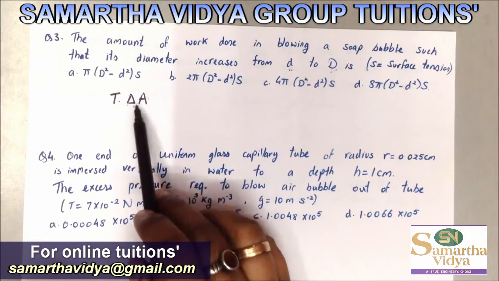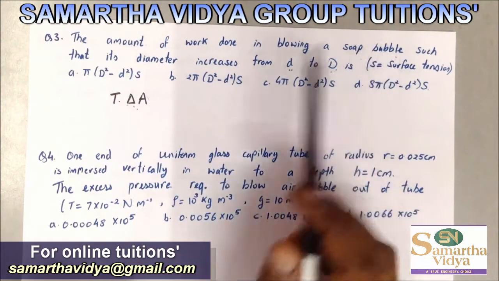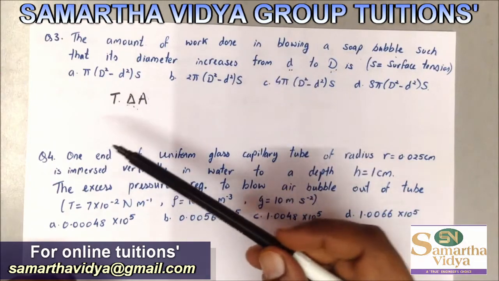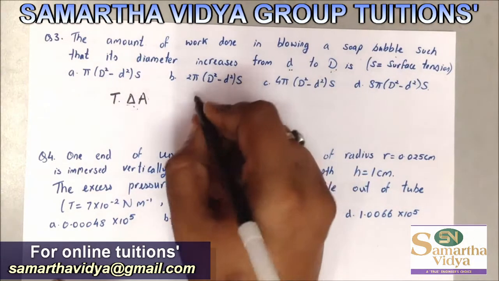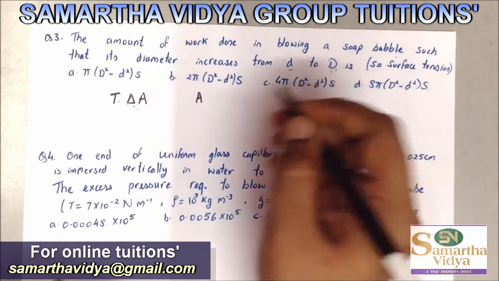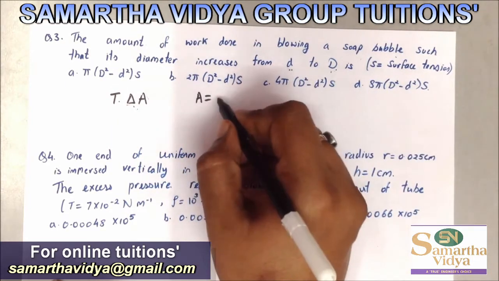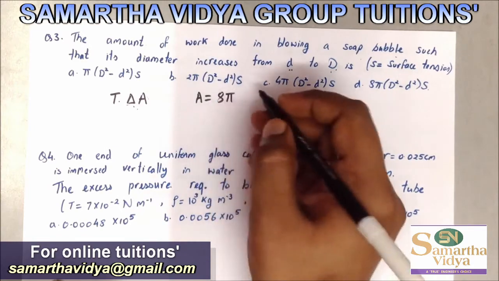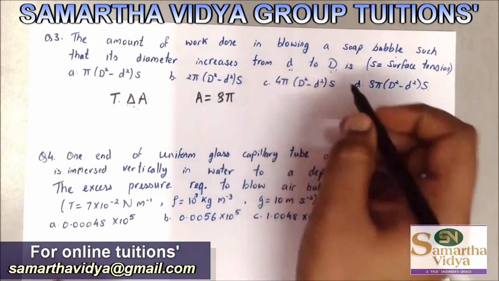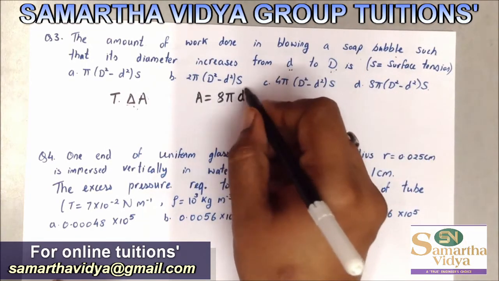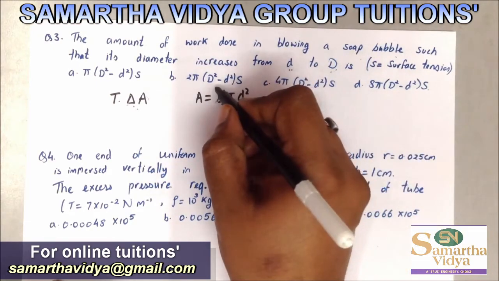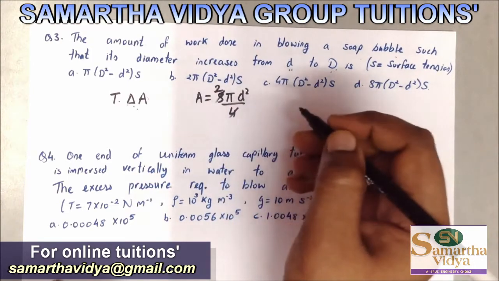So my delta A, since it is going to be a soap bubble, we know that for the soap bubble it is twice the area of the sphere. So if I want to find the area of the original one, it is going to be 2 into 4 pi r square. So that is going to be 8 pi r square, but since the diameter is given, r square is d square by 4. So you can see that this gets cancelled out. It becomes 2 pi d square.